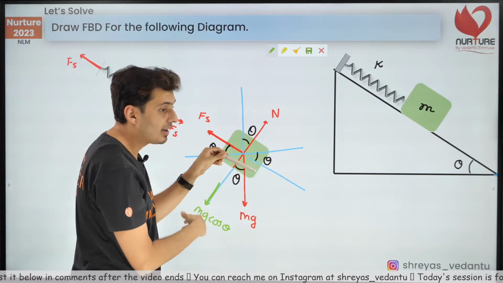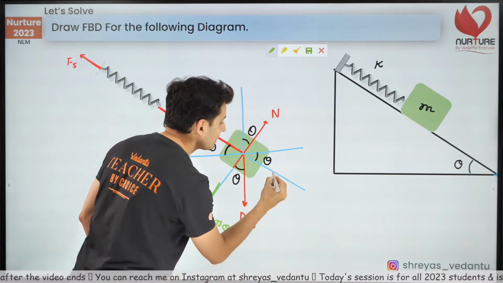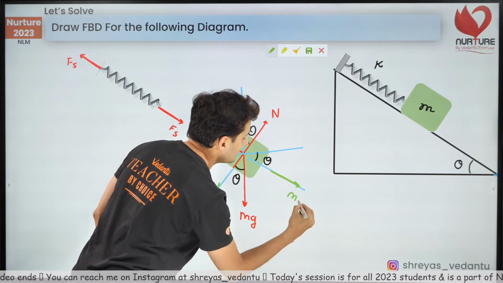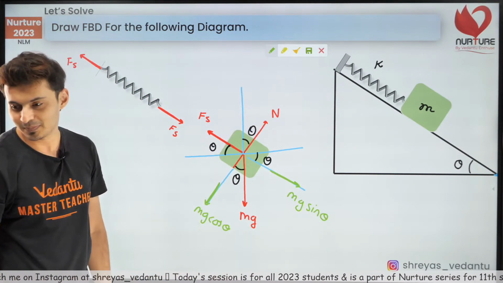The one which is far, you have gone far away, you have committed a sin, so sine. So this will be mg sine theta. I hope this is clear.